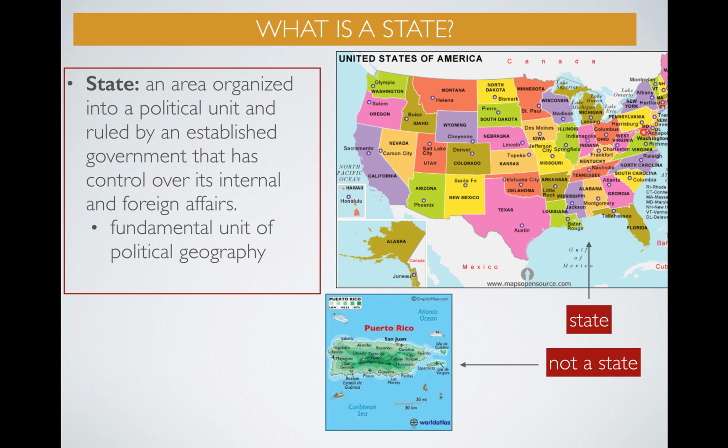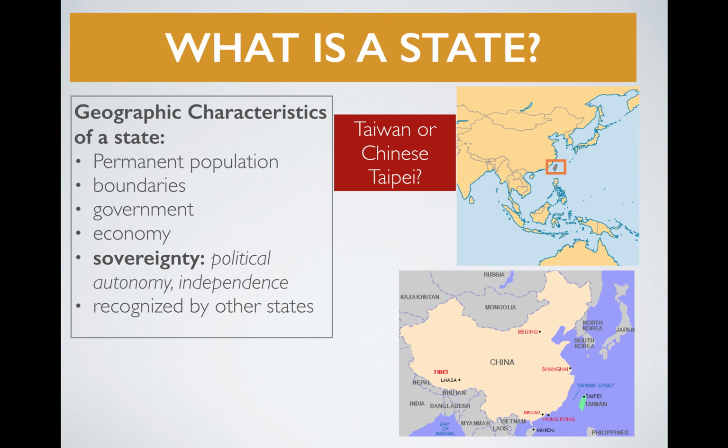We have control over our internal affairs. Puerto Rico, for example, is not a state. Puerto Rico is a colony of the United States. They do not have complete control over their internal and external affairs. And the differences between these two is really what we're going to unpackage in the coming weeks. The characteristics of what actually makes a state are not universally agreed upon. There are many different definitions, but we're going to work off of these basic characteristics.